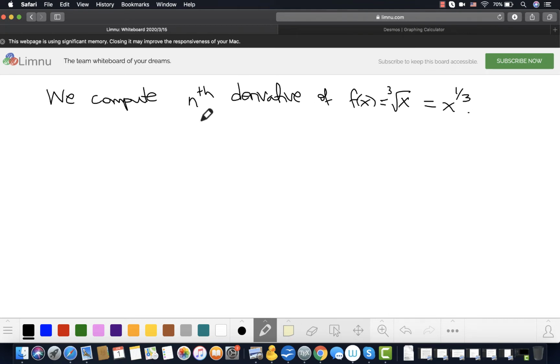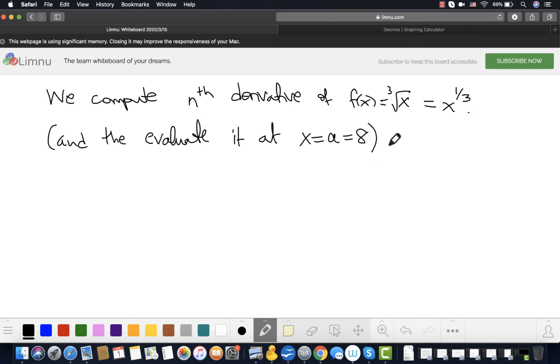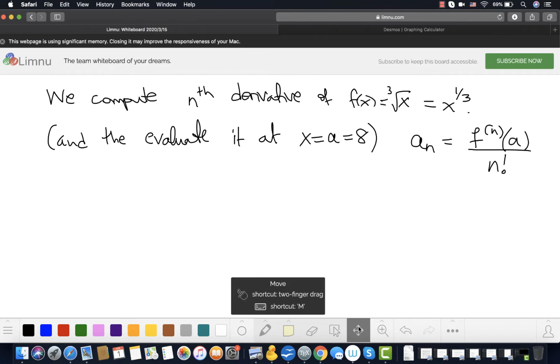Now, once we compute the nth derivative, we evaluate it at the center, at x equals a, which is 8 in this case. This is because the formula for the coefficient of the nth term is the nth derivative of the function evaluated at a, divided by n factorial. So we really need to figure out the nth derivative, and plug the center into it.